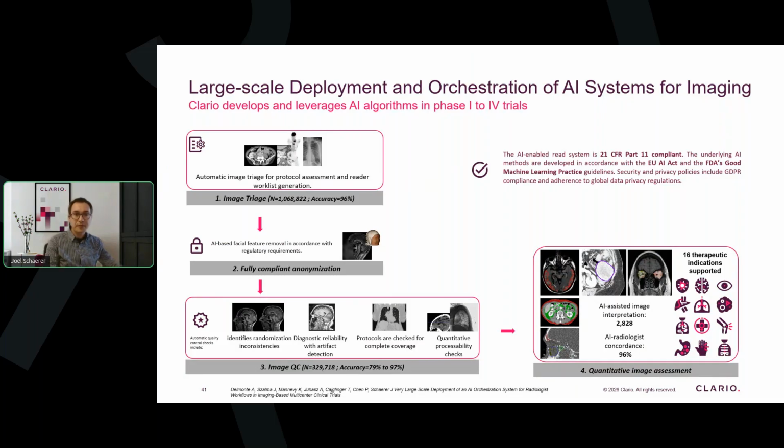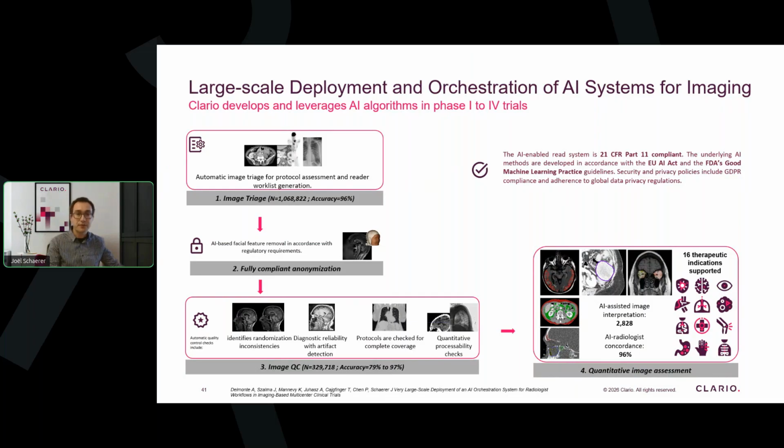As I was saying, we start with image triage, where AI models help us automatically label images as they arrive from the site. This helps us identify submissions that may be incomplete, flag them, and report them in a timely fashion in order to maximize the chances that complete data sets will be acquired. Next is anonymization, where AI helps us remove the faces from high-resolution CT or MR images, which could otherwise be used to re-identify patients.